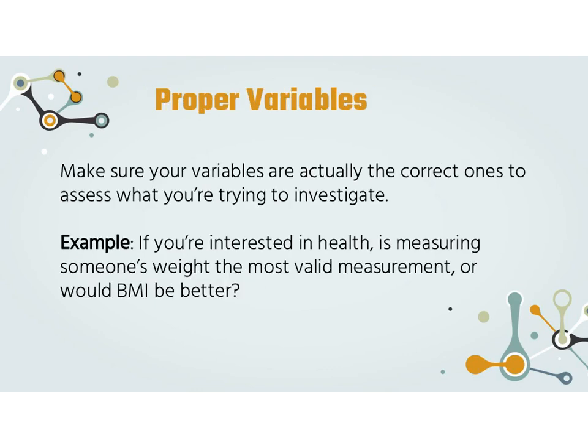So, identifying the proper variables is the cornerstone process to start conducting your experiments. Make sure your variables are actually the correct ones to assess what you're trying to investigate. For example, if you are interested in health, then you have to think, is measuring someone's weight the most valid measurement? Or I have to use the BMI, for example, or I have to measure the pulse rate. So you have to choose proper variables according to the experiment that you want to conduct.